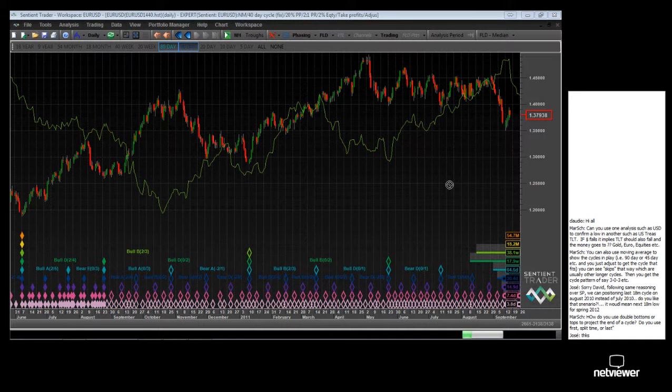How do you use double bottoms or tops to project the end of a cycle? Do you use first split time or last?